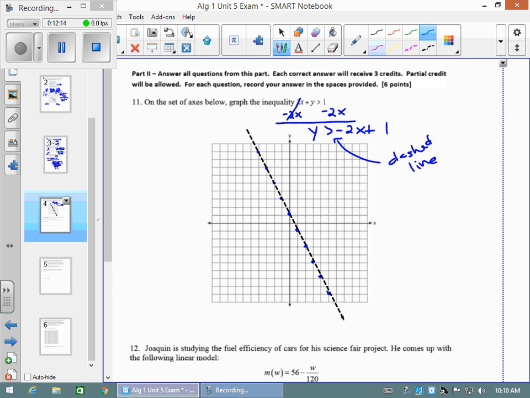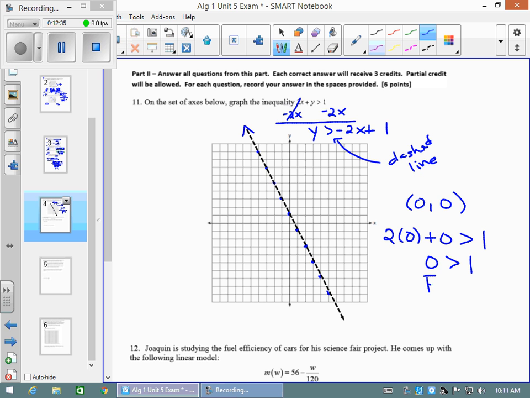It's an inequality. I need to make sure I shade on one side using a test point. So I'm going to plug in the point 0, 0, since it's not on my line. And I get, in the original, 2 times 0 plus 0, is that greater than 1? So is 0 greater than 1? No, that's false. So that means I'm going to shade away from the point 0, 0, so I'm shading in this direction of my line.